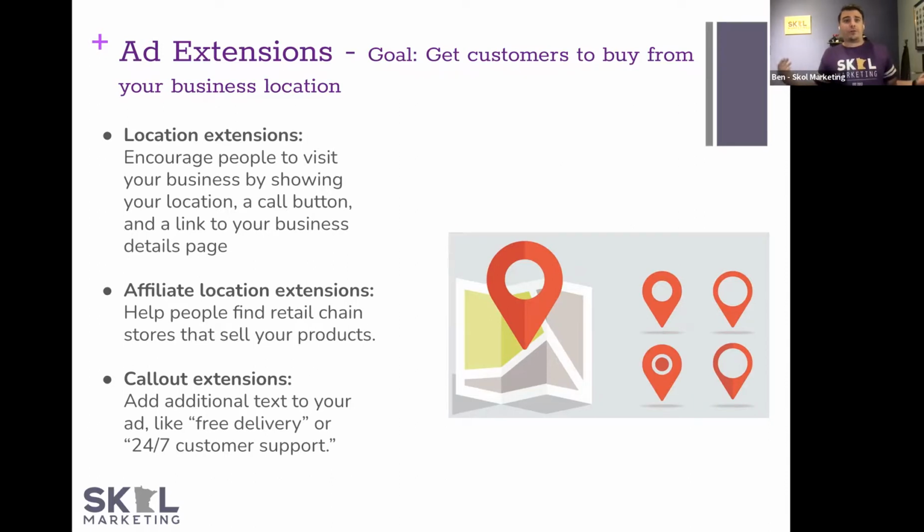In today's world, if you're working from home, probably you're not going to have a location extension. We also can have an affiliate location extension. So for instance, if you have products in different retail chains, you can run ads and help people find those products in those other retail chains. And last but not least, when we talked about those different types of restrictions on headlines and descriptions, if you need more text that might be a cool extra title or might help your ad, like free delivery, 24/7 customer support, you can essentially pay for an extra line of text.